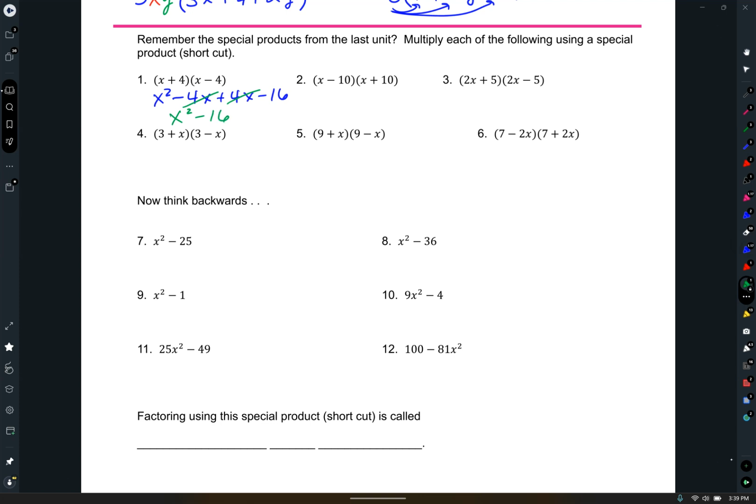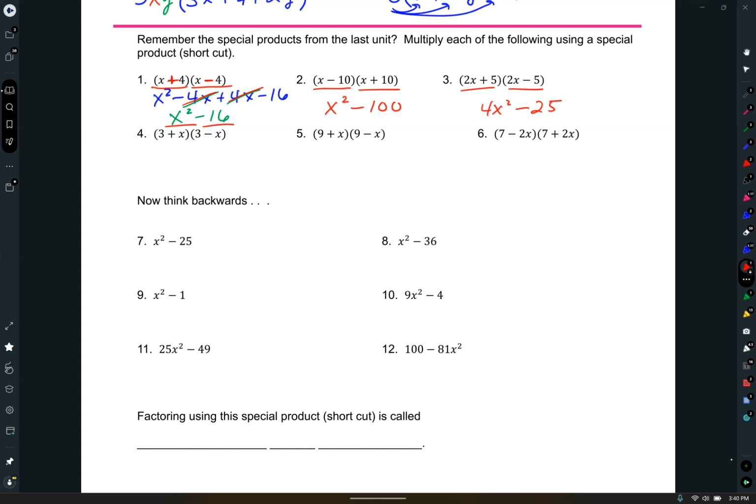What I want you to recognize is the reason the middle terms canceled is because when I was multiplying, these parentheses were exactly the same, except one was a plus and one was a minus. Whenever that happens, those middle terms are going to cancel, and it's just going to be the first and the last. So if you recognize that, you don't have to go through all the FOIL. Like on number 2, I see the pattern, exact same thing except a plus and a minus. So it's just going to be the first, which is x squared, and the last, which is minus 100. Or on number 3, exact same pattern. So it's going to be the first, x squared, and the last, minus 25.